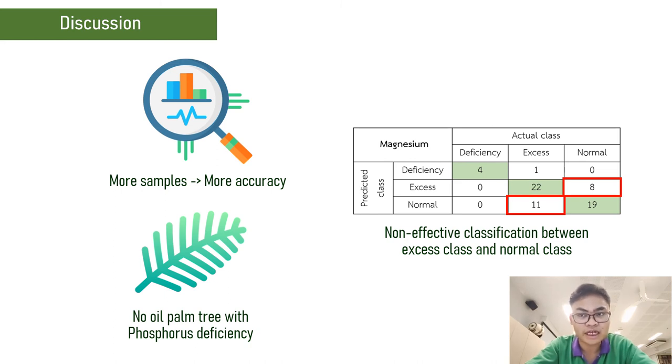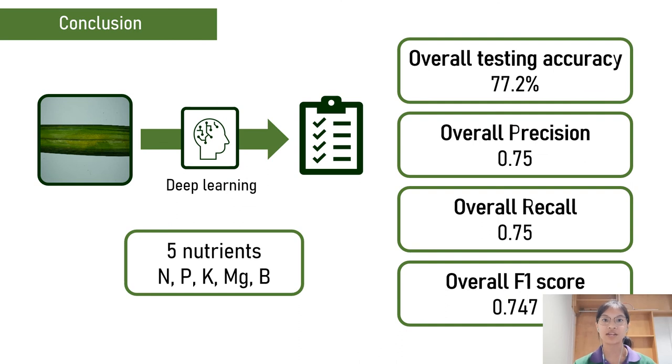excess and normal classes. To conclude, in this project we collected data of nutrient analysis and photos of oil palm leaves, then used deep learning to classify photos into three groups for each nutrient, which are deficiency, normal, and excess. The overall testing accuracy of the 5 models is 77.2%. The overall precision, recall, and F1 score are 0.75, 0.75, and 0.747 respectively.